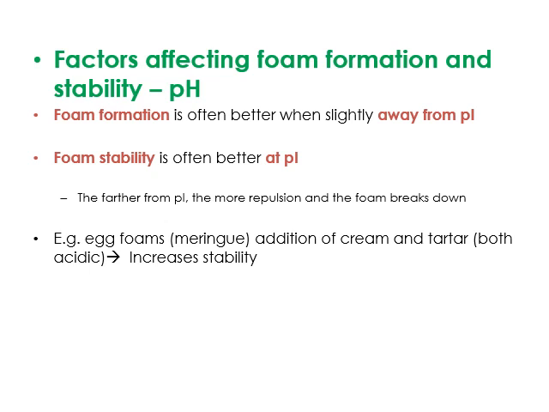pH can also affect foam formation and stability. Generally, foam will form better when the pH is slightly away from the pI, but when it comes to stability of foam, it's always better to be at the isoelectric point, because if the pH is farther from the isoelectric point, there will be more repulsion, and this will cause the foam to break down. A good example is if you beat egg white to make meringue, it's good to add cream of tartar, because both of them are acidic. This helps in increasing the stability of the foam.